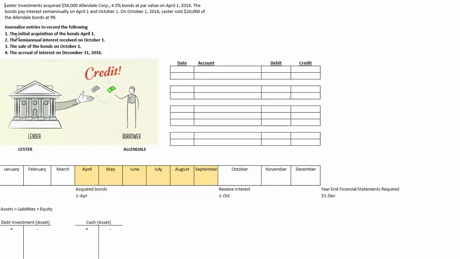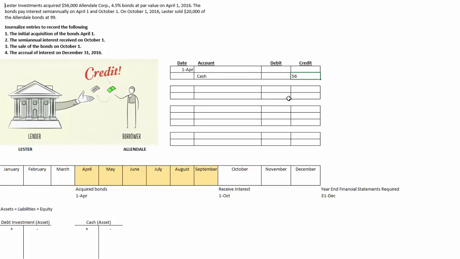So the first thing we're asked to do is to journalize the initial acquisition of the bonds on April 1st. Remember, we're the lender, we're Lester here. So April 1st, right here, is when we acquire the bonds. When we acquire the bonds, we get something in exchange for giving our cash. So on April 1st, we'll just do the entry right here, we are going to give up our cash. Cash goes down for the amount we have to pay, and in this case, we're told we bought the bonds at their par value. That's another way of saying they sold at face value. It's another way of saying that the interest rate stated on the face of the bonds matches the market rate. So there's no discount and there's no premium.